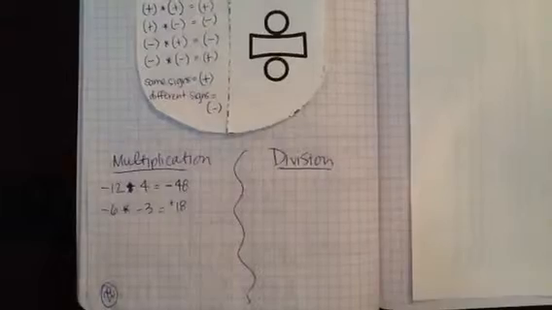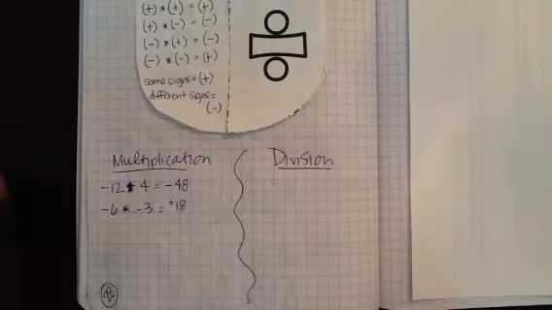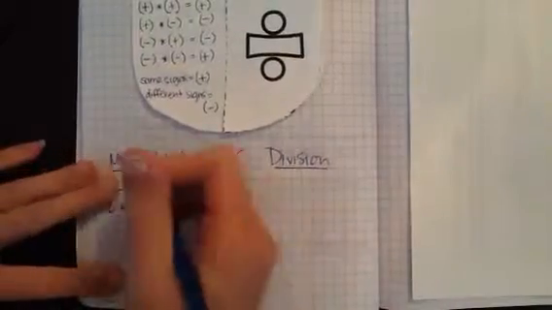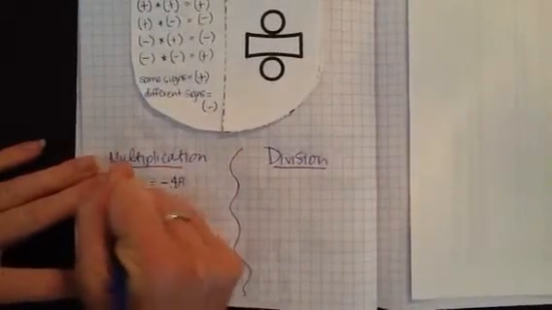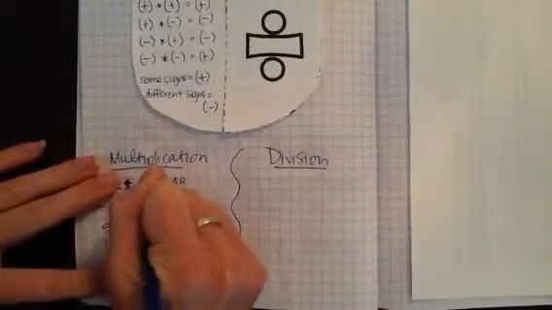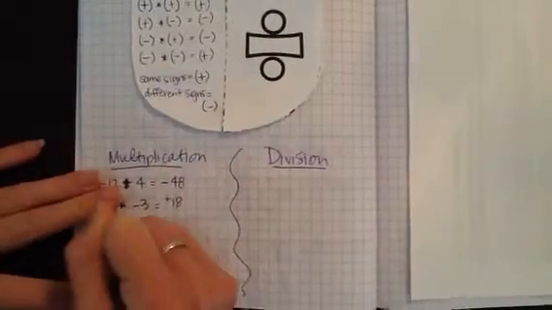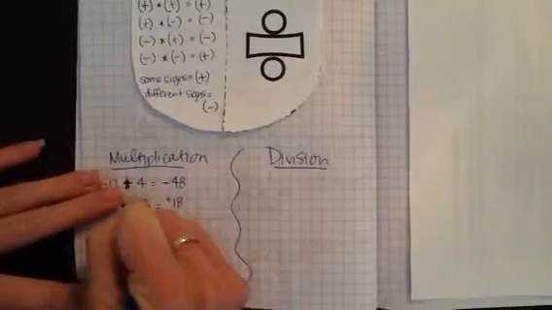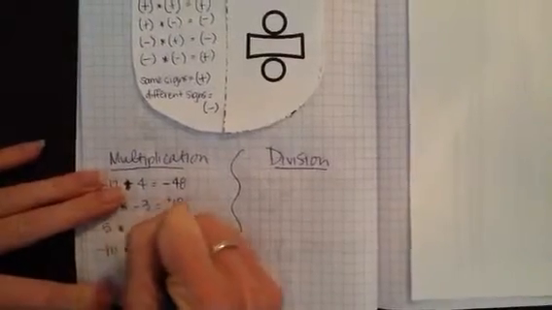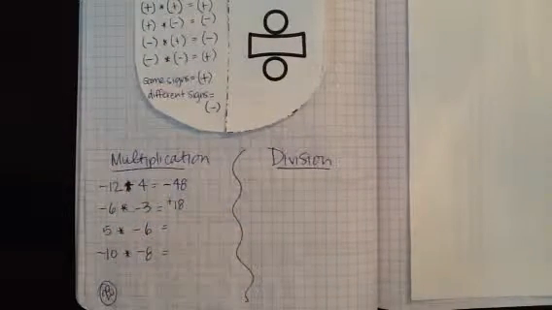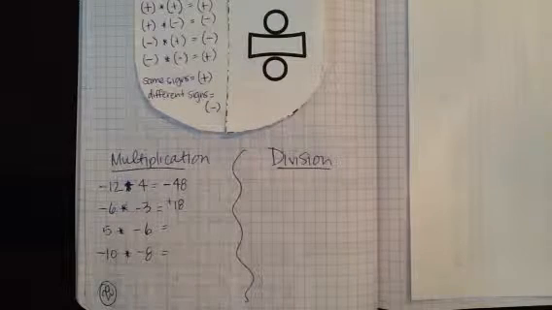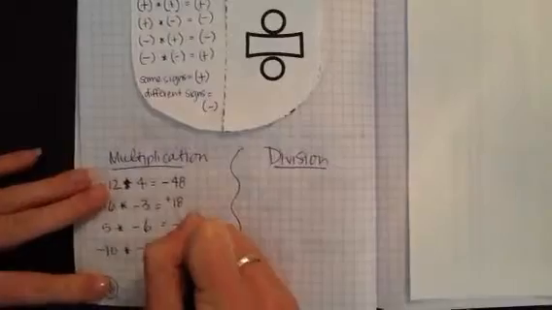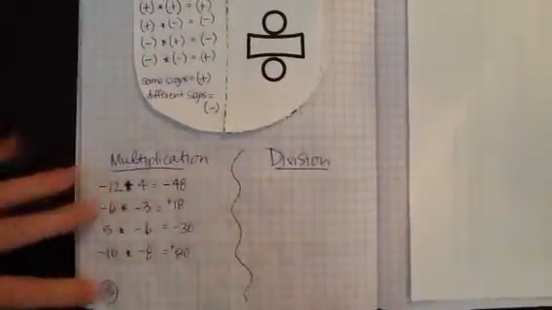I'm going to give you a couple more examples. I want you to pause the video, write them down, and then come back and check your answers. So go ahead and think about those for a second, come back and check your answers. Okay, so I'm assuming you've tried them out. This one is negative 30, and this should be positive 80.